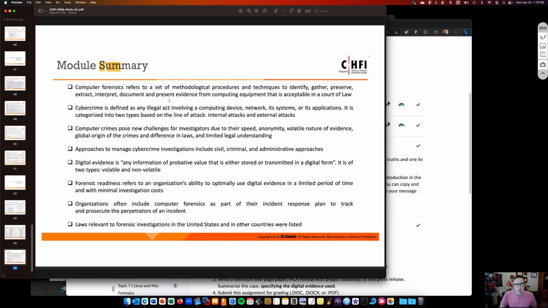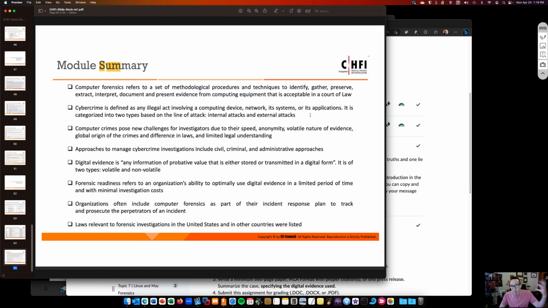Again, it's very important that you learn the methodologies in place to identify, gather, preserve, extract, interpret, document, and present evidence. So understand what a legal act involving a computer, device, and network is. Locard's exchange principle is a great way to look at this. What was involved in this legal act? Is it a device, a network? It could be both. A system is an application.